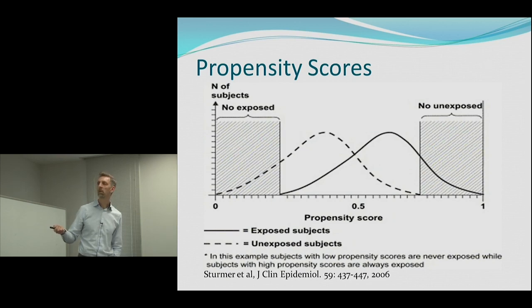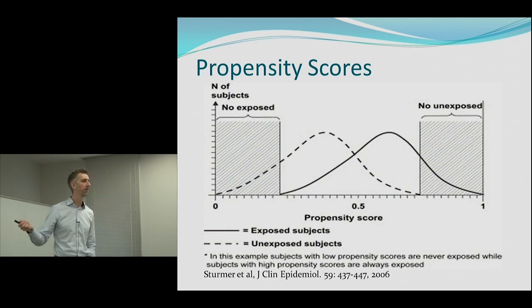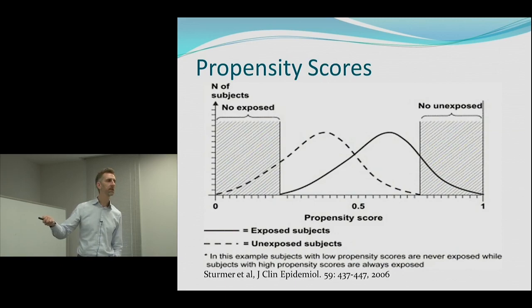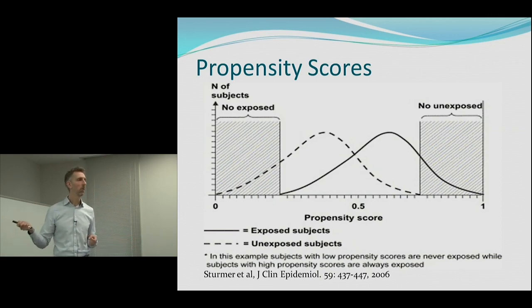So here the broken line shows you the distribution of scores for an unexposed group, so it's tending to be towards the 0. And here we've got the distribution for the exposed patients, and it tends to be closer to 1. But what you can see is that there are no exposed subjects in this group here. So at the lower end of the score, everybody is untreated. Yeah? This, if you like, is a way of finding our yoga retreat women.